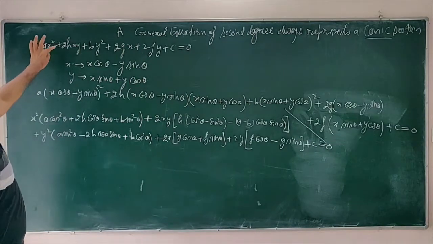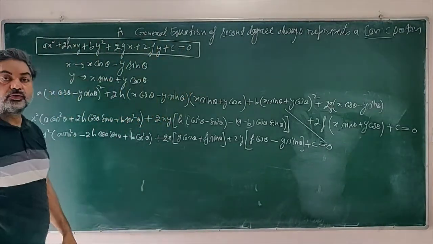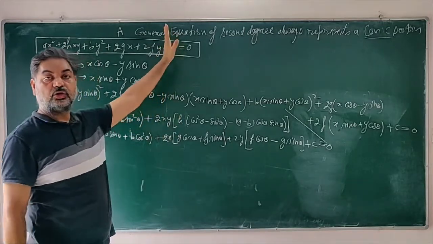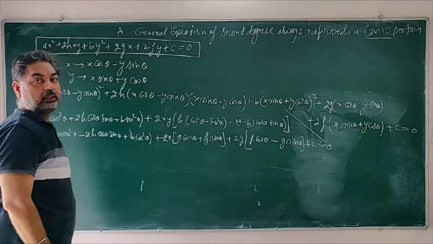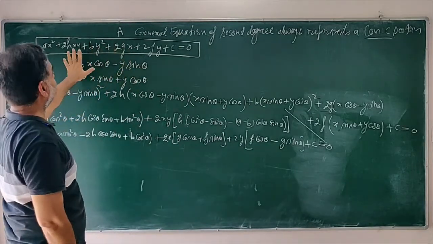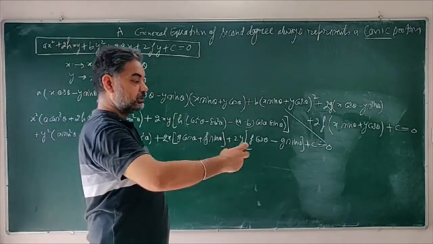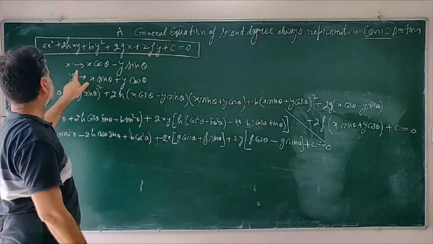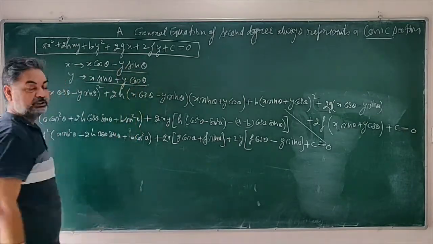So first of all, we have this general second degree equation. We want to show that this general second degree equation always represents a conic section. What we have done is we have rotated the axis in the anticlockwise direction by an angle theta, and that means we replace x by this symbol and y by this expression.